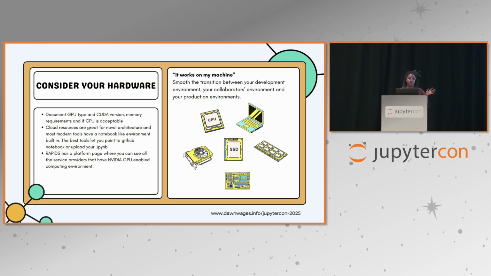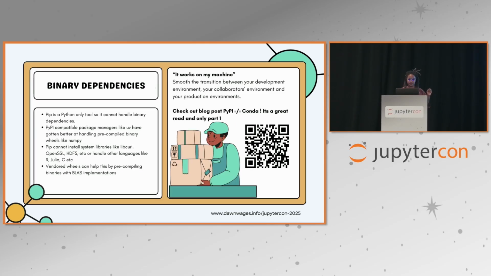It is a no-code-change, GPU-enabled tooling, so each of the projects in the Rapids library maps to another tool where you will not have to change your code and you're able to access GPU just like you would have otherwise. Rapids has a platform page, which is really cool, that shows all of the service providers that have NVIDIA GPU-enabled computing environments for you.